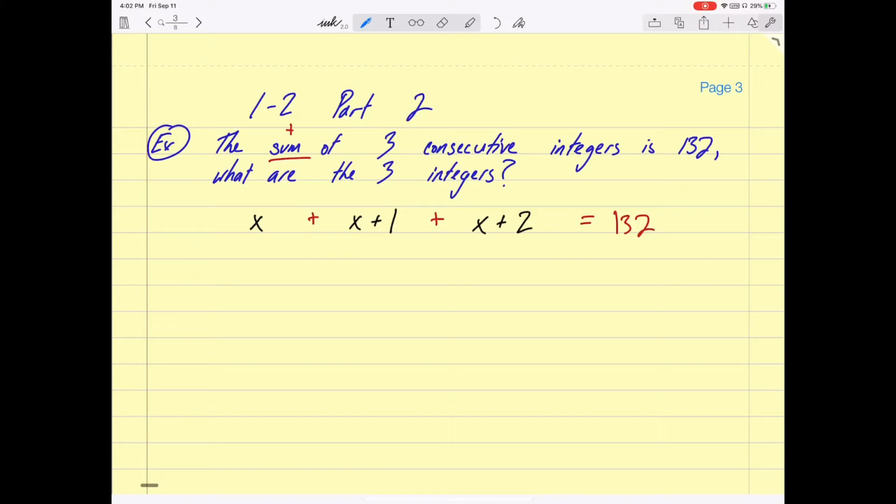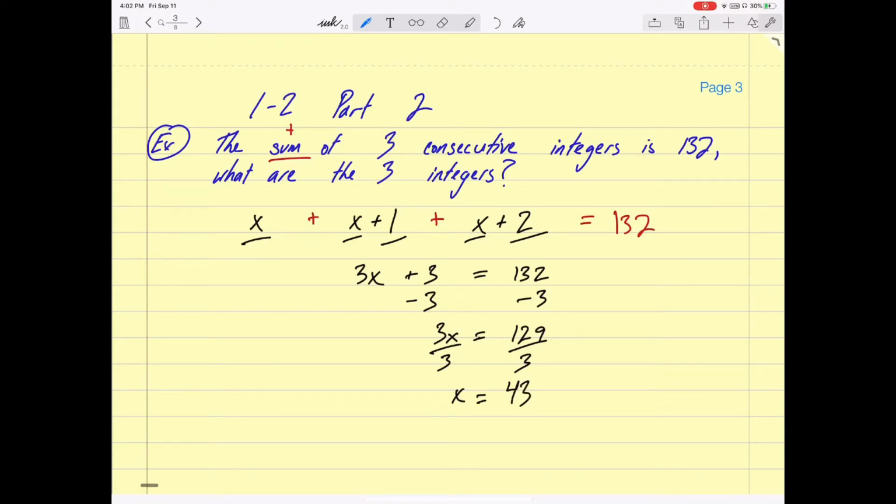And once you have that set up, well, then it's pretty easy because you just add those things together. You have 1, 2, 3 x's. Then you have 1 plus 2, which is 3, and that equals 132. So now you have a two-step equation, subtract 3 and divide by 3, and this gives you a value of 43.